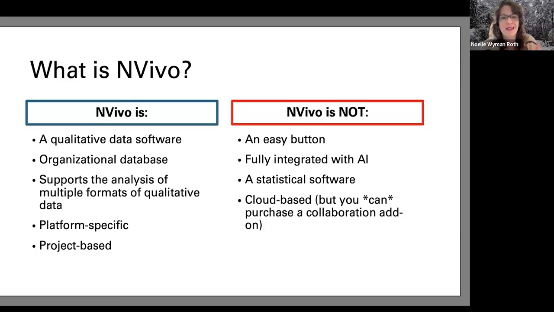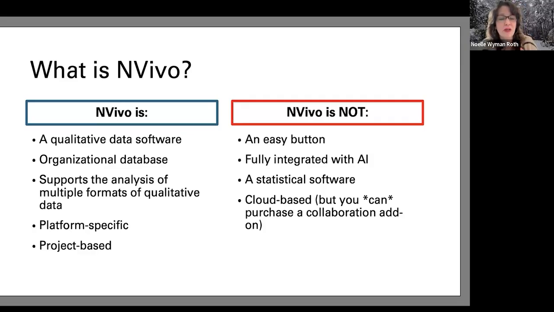Things that it is not. It's not going to spit out the answer for you. So it has AI add-ons that I don't use, and I'll talk about them in a minute. It has some algorithm-based and machine learning capabilities. It doesn't have a chatbot interface, not fully integrated with AI. I have explored qualitative data analysis software that is fully integrated with AI. I'm happy to speak to that if it's of interest.